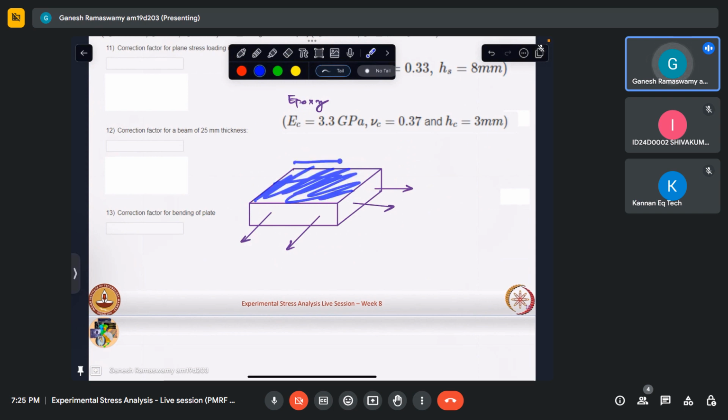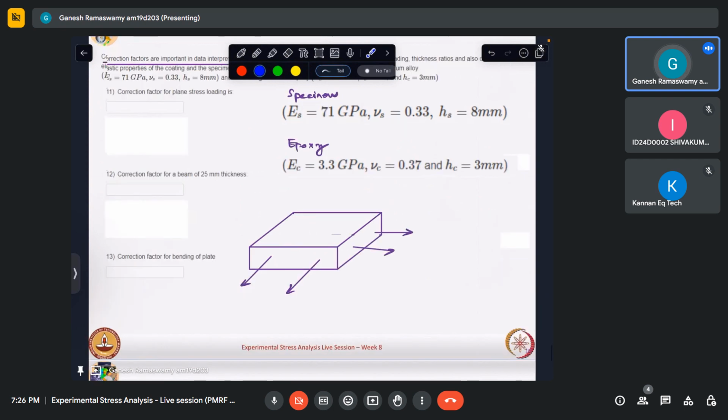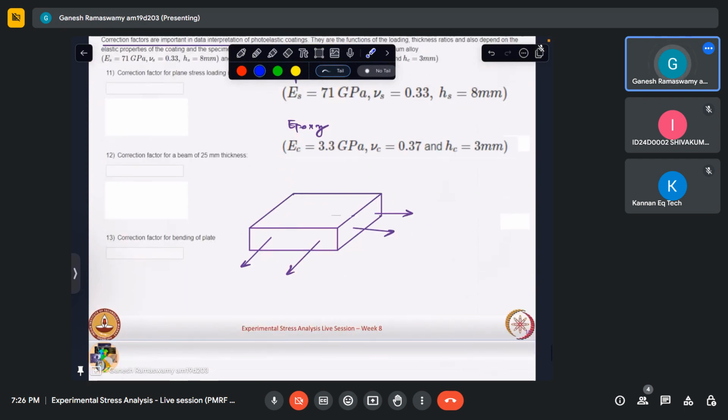So the thickness into its unit length will be the area, and that will contribute to some stress distribution, and this portion will contribute to some stress distribution, which has to be equal to the externally applied load. So with and without the coating we will do this, and take the ratio to arrive at the correction factor. But conveniently this has already been done for us, so we need not reinvent the wheel. This is basically in the case of axial loading.